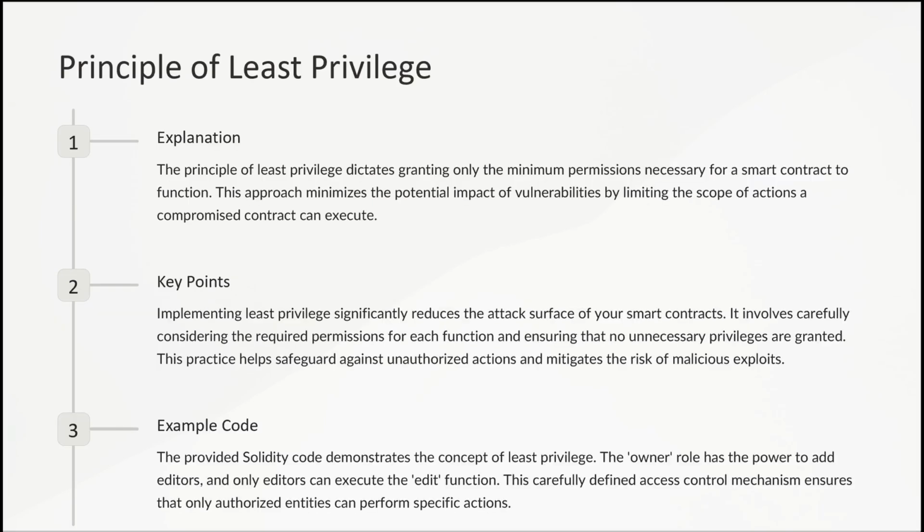Principle of Least Privilege. The principle of least privilege involves granting the minimum permissions necessary for a smart contract to function. This method reduces the potential impact of vulnerabilities by limiting the scope of actions that a compromised contract can execute. By carefully considering the permissions required for each function and avoiding unnecessary privileges, you significantly reduce the attack surface. This practice helps prevent unauthorized actions and mitigate the risk of malicious exploits.